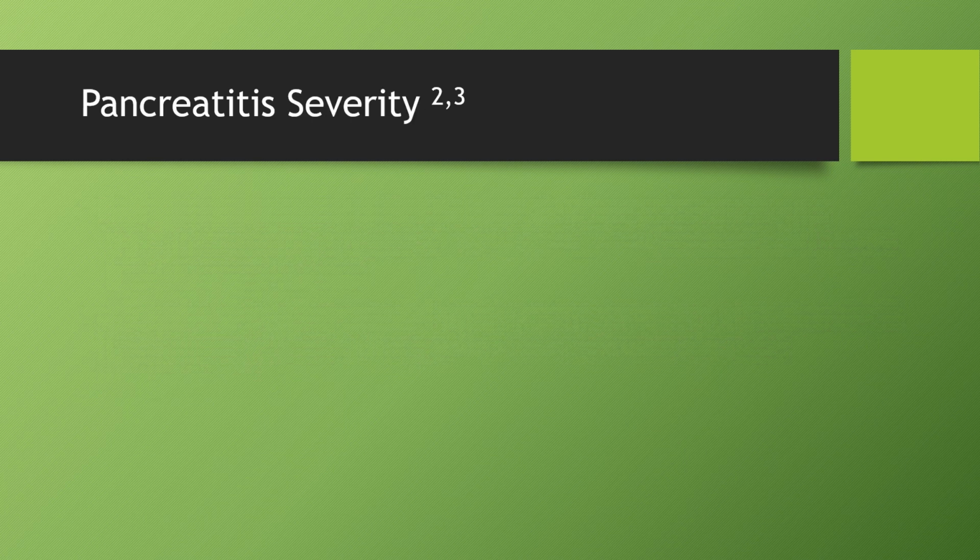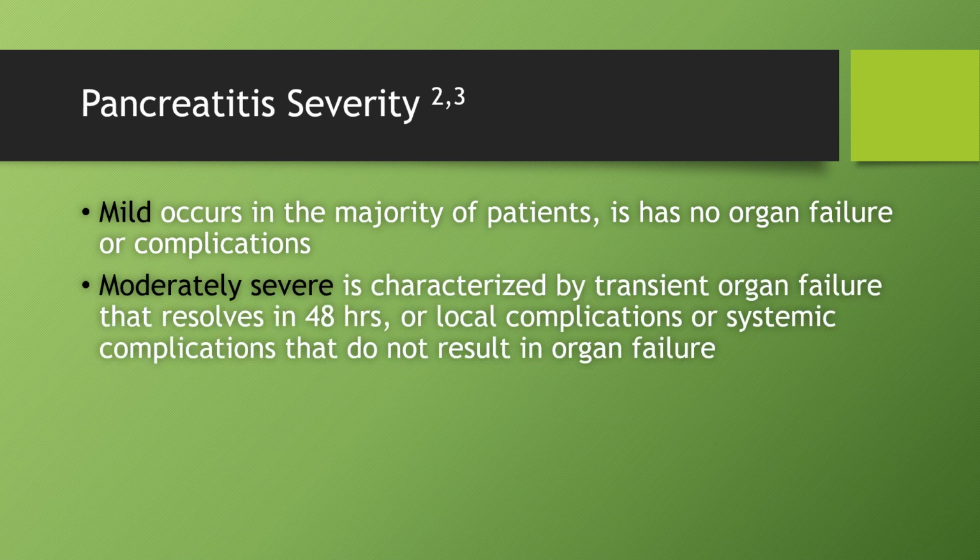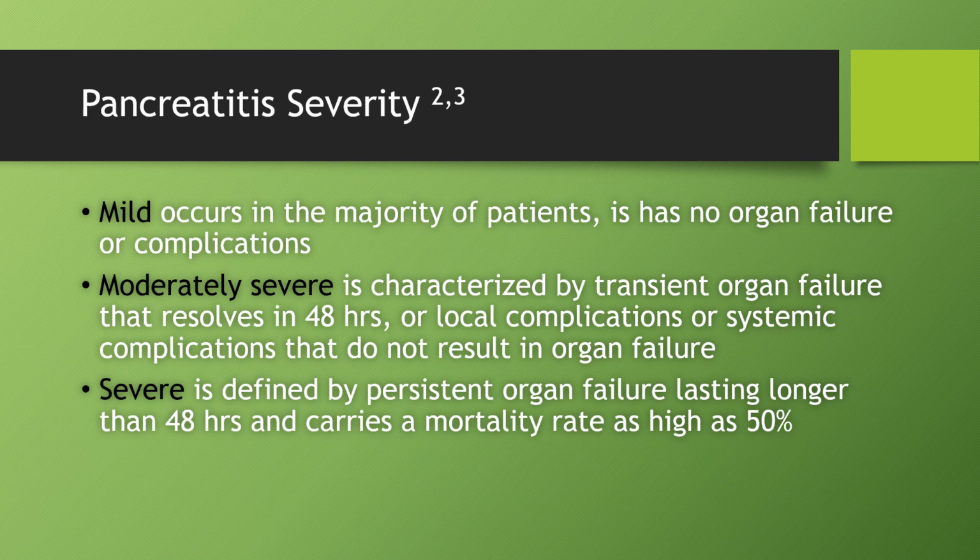When they talk about the severity of pancreatitis, they divide it into mild, which occurs in the majority of patients and has no organ failure or other complications. Moderately severe is the second, and it's characterized by transient organ failure that resolves within 48 hours, or local complications or systemic complications that do not result in organ failure. And the third is severe, which is defined by persistent organ failure lasting longer than 48 hours and carries a mortality rate as high as 50%.